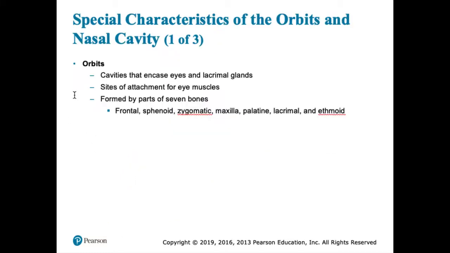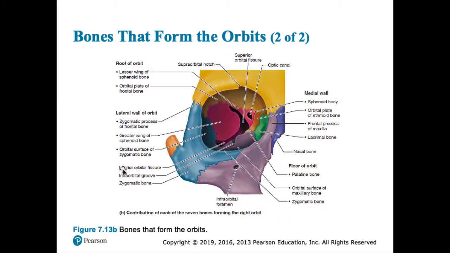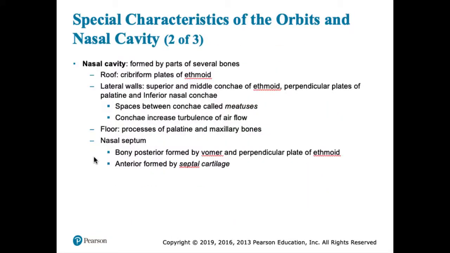The orbits, of course, are cavities that encase the eyes and the lacrimal glands, and are the site of attachment for eye muscles. They're formed by parts of 7 bones: the frontal, the sphenoid, the zygomatic, the maxilla, the palatine, the lacrimal, and the ethmoid. So you can see here what that photograph of the right orbit would look like on the skull, and here are those bones that form that orbit. Make sure you're looking at this and understanding the location of each.